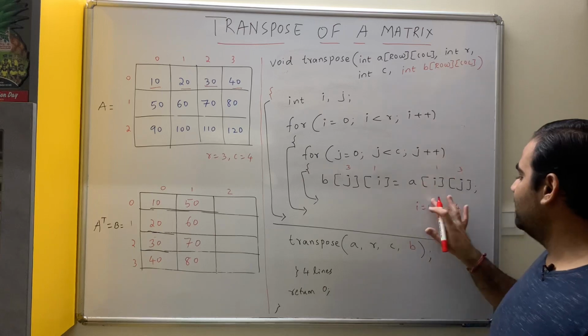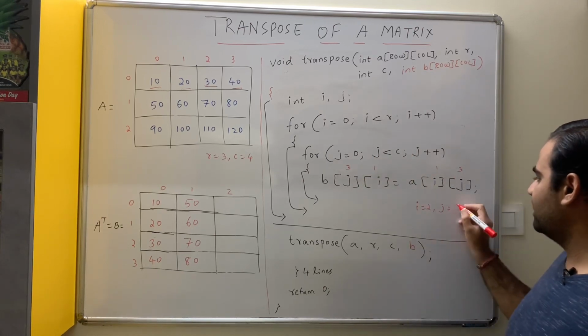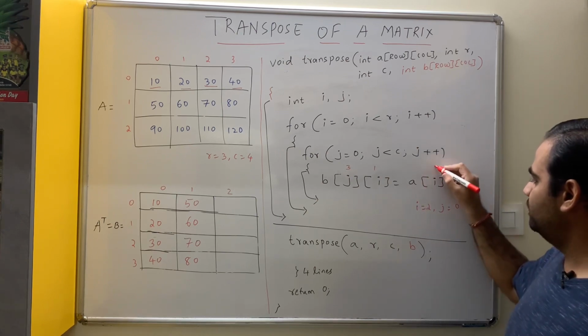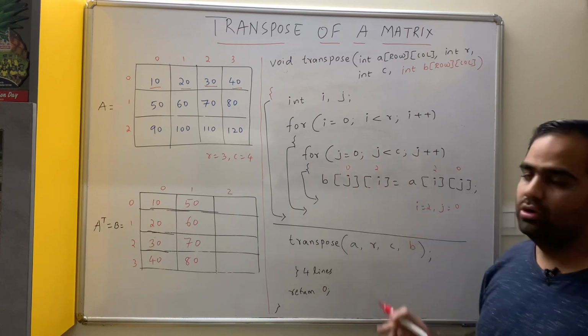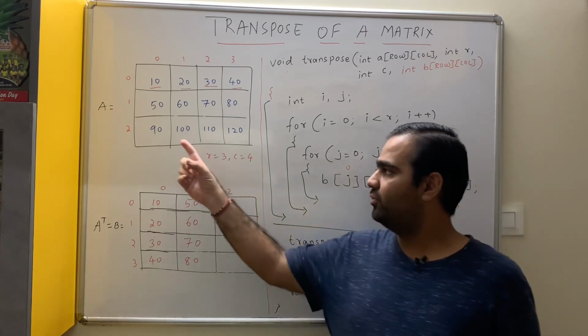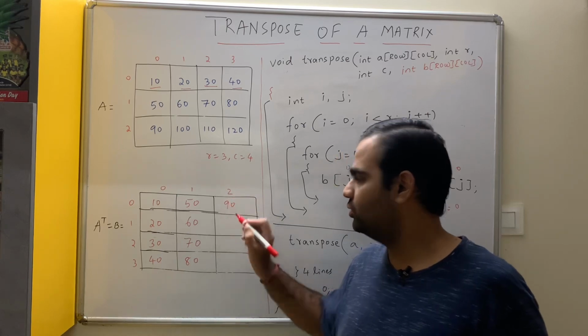Again you say i plus plus, the value of i becomes 2. 2 less than 3, yes, again j starts from 0. Now i is 2, j is 0. Now you take b of 2 0. What is a of 2 0? 90, and you write it at b of 0 2. Now this is b of 0 2.